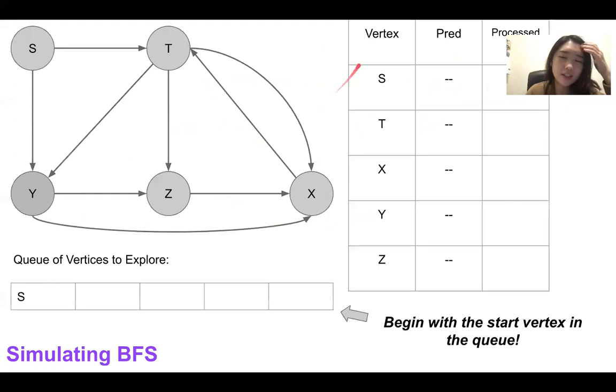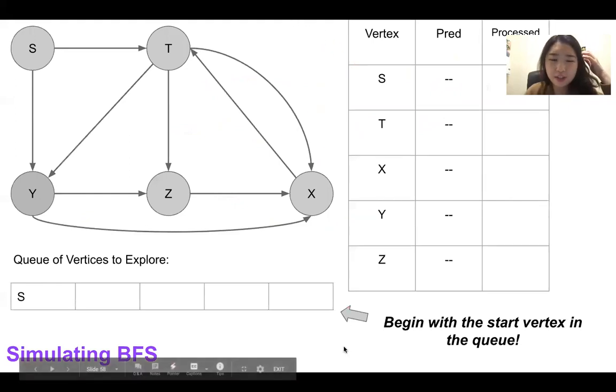Back to CC 373 section 5. Now we're going to talk about simulating BFS. This is definitely more interesting than the other. So we have these two things.